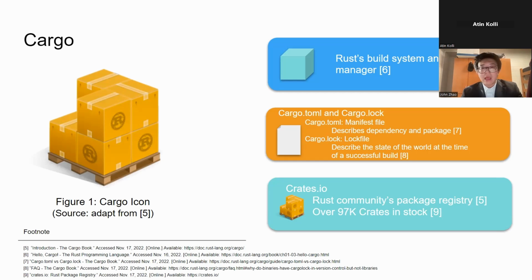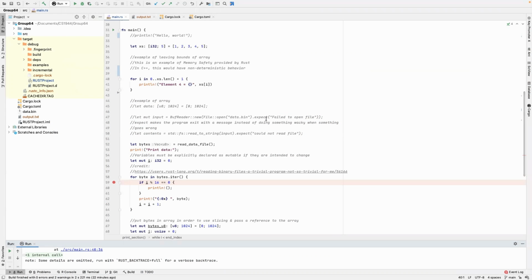Cargo.toml is the manifest file that describes dependencies and packages. Cargo.lock is the log file that describes the state of the world at the time of a successful build. Similar to Python, Cargo also has its community package registry called crates.io, where it has over 97K crates in stock. One of the main features of Rust is that it is memory safe.